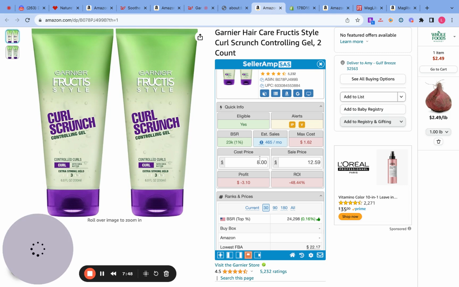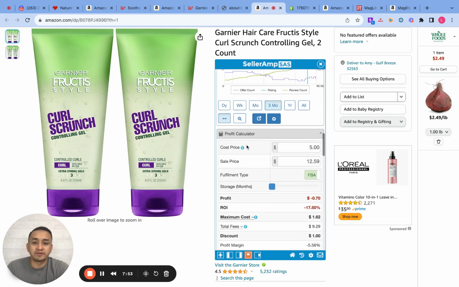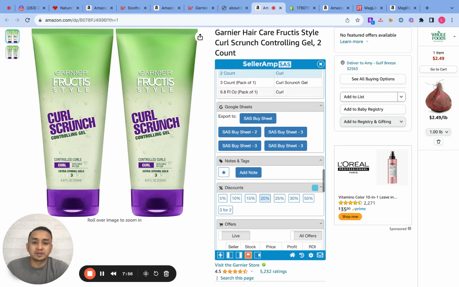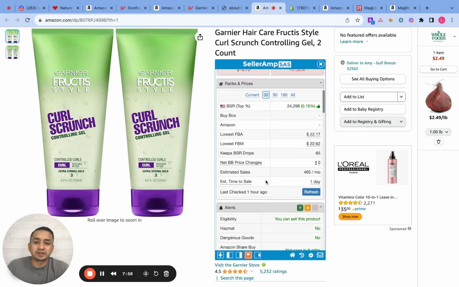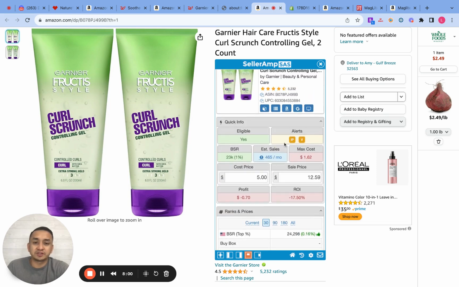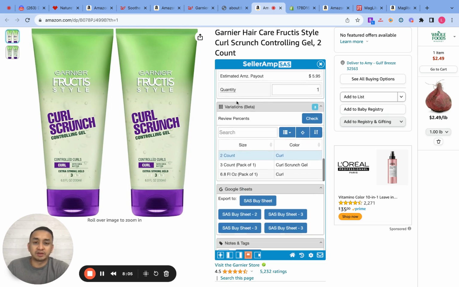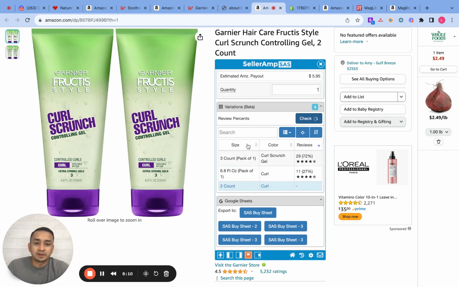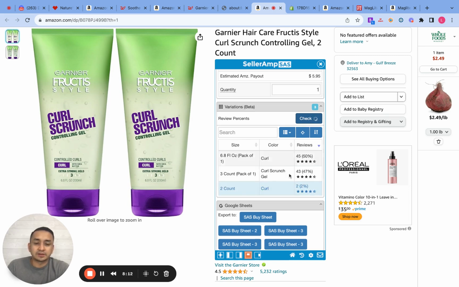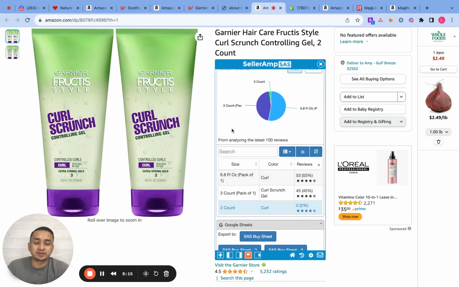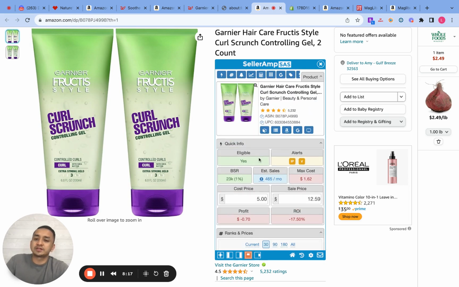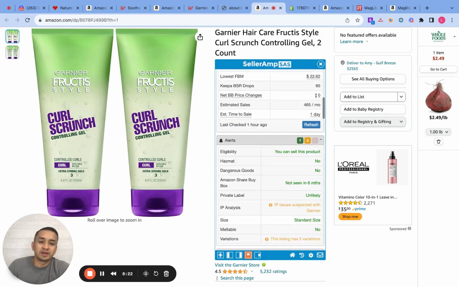So $5 right there, and then you're getting an extra 20% off. Where is it? Right there, right? Sales per month is 465. This one's a variation. So again, go to variation on SellerAmp right there. Pick it, check it. So this one's getting about 2% of all the sales. So 2% of 465 is about 9 sales a month.